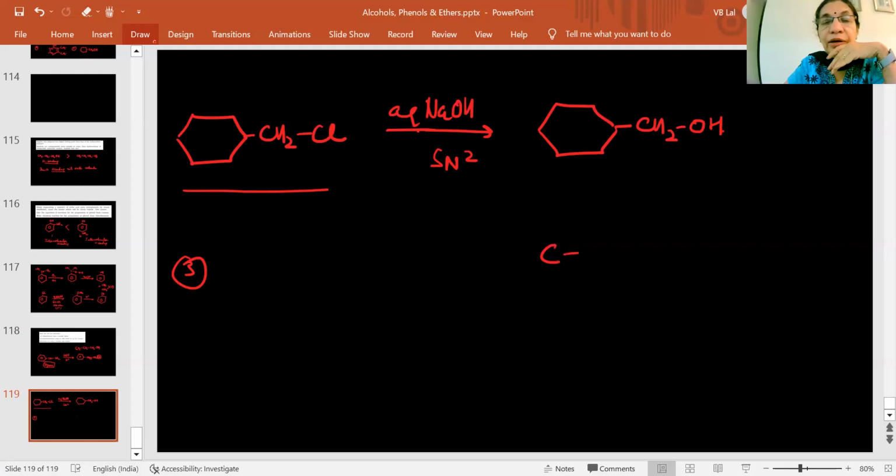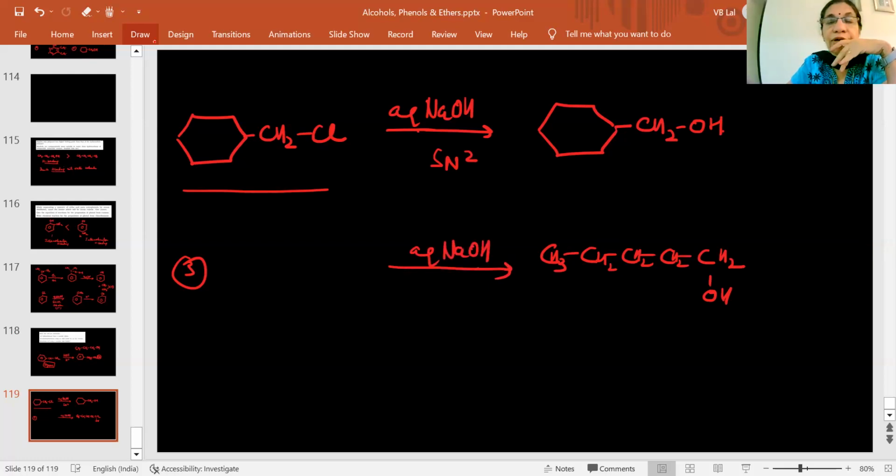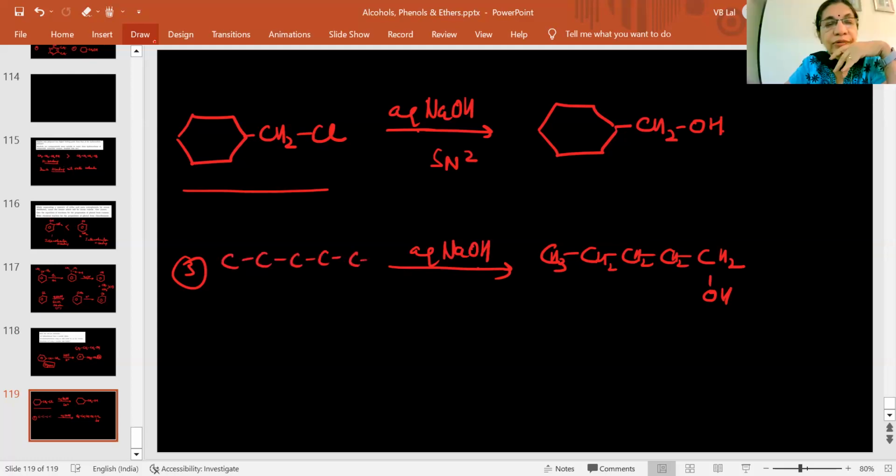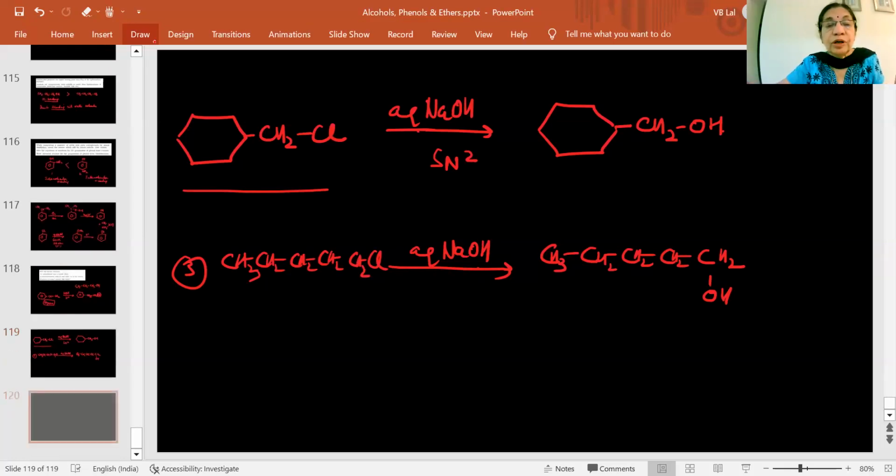So first write pentan-1-ol, 5 carbon atoms, and here is your OH. So what alkyl halide should I use to get this one? Again, I have to use aqueous NaOH, right? Which alkyl halide will I use? N-pentyl chloride, miss. N-pentyl chloride, Cl. So wherever there was OH, you have to just put Cl there. N-pentyl chloride. Very good. Now let us do one more question.